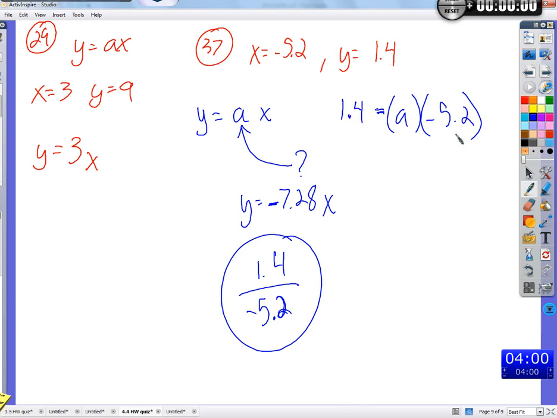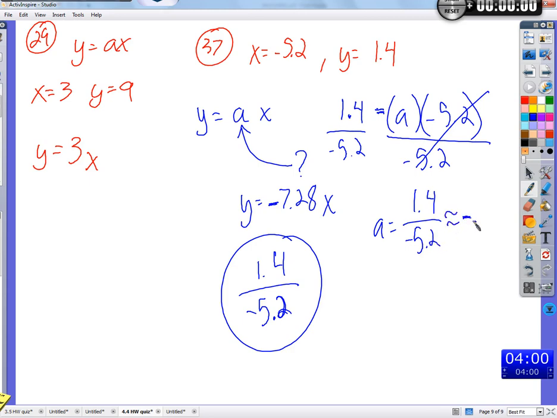So if we should be able to take negative 5.2 times whatever this a is and get 1.4, then we could just solve for a, divide by negative 5.2, and we get exactly what Alexis told us. 1.4 divided by negative 5.2. So a is equal to 1.4 divided by negative 5.2. That gives us about negative 0.27.